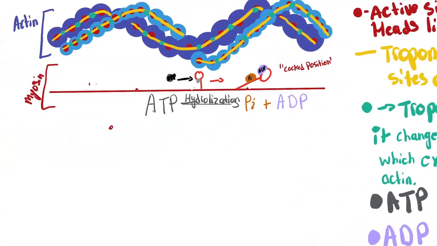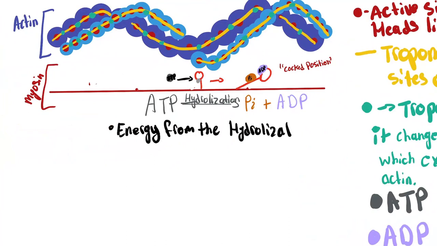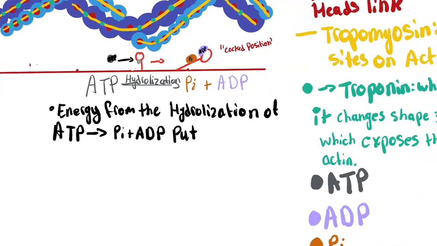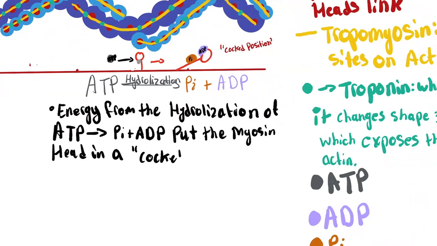So the energy dispersed from the hydrolyzation of ATP to phosphate and ADP puts the myosin head in a cocked position.